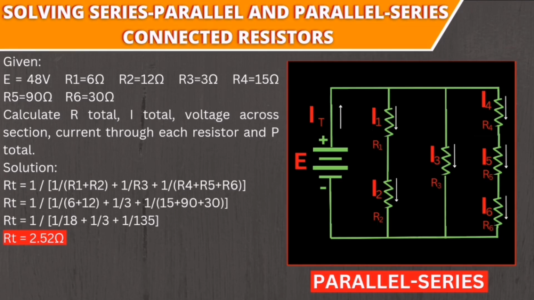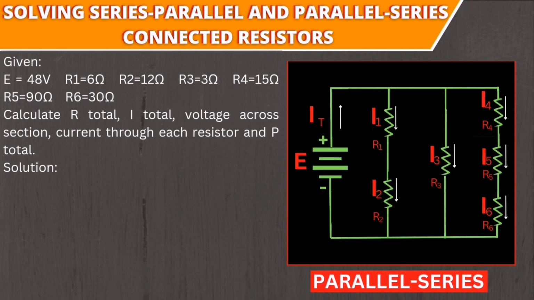As I already discussed in solving parallel resistors, the equivalent resistance will be less than the smallest one. If you are still not familiar with that, you may check my other videos to understand this topic. Then for letter B, which is the total current, the solution will be I total is equal to E total divided by R total. So I total is equal to 48 volts divided by 2.52 ohms, which results in 19 amperes.